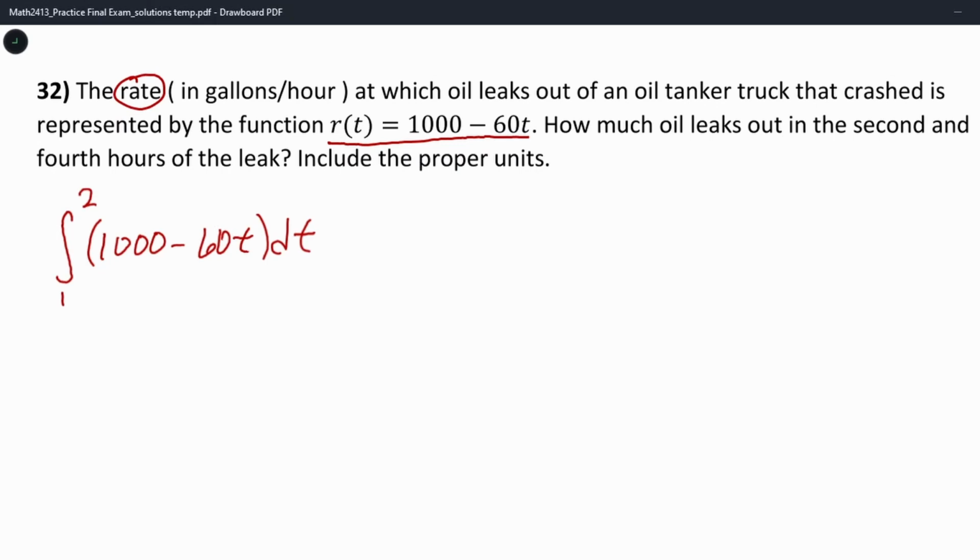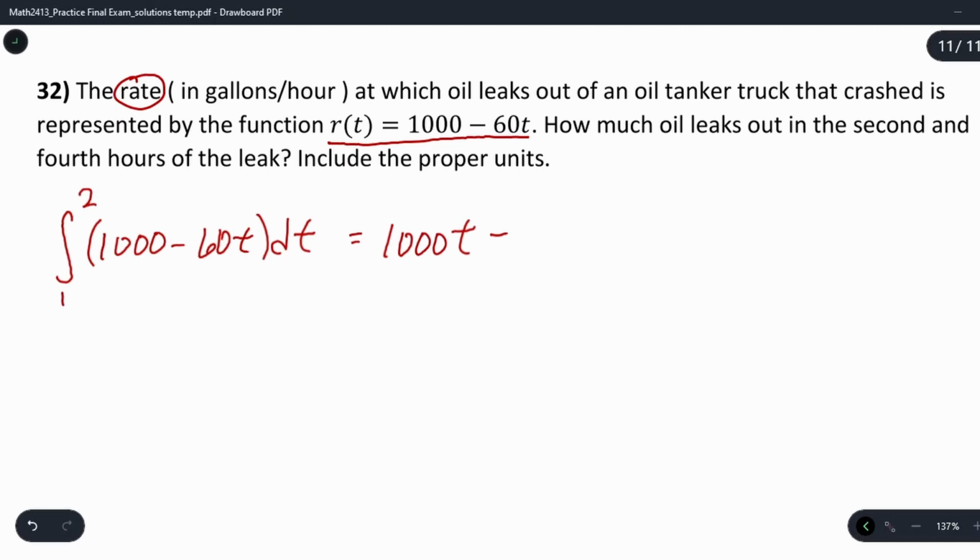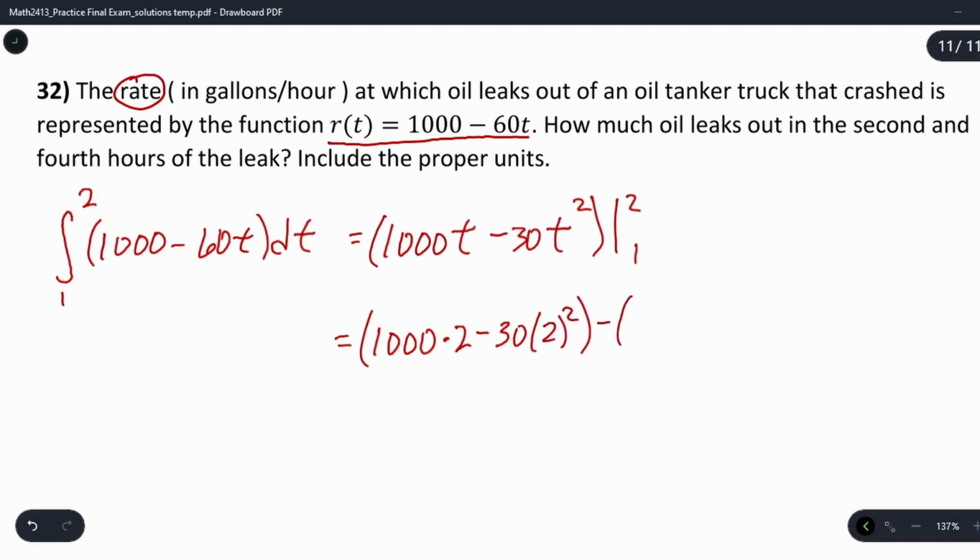We need to find the antiderivative starting with the 1000. That constant simply gets a t, and then the antiderivative of 60t. We're going to add 1 to the power, giving us t squared. 60 divided by 2 gives us a 30. And then we need to evaluate this from 1 to 2. Plugging in the 2 first is going to give us 1000 times 2 minus 30 times 2 squared. Okay, that minus 1000 times 1 minus 30 times 1 squared.